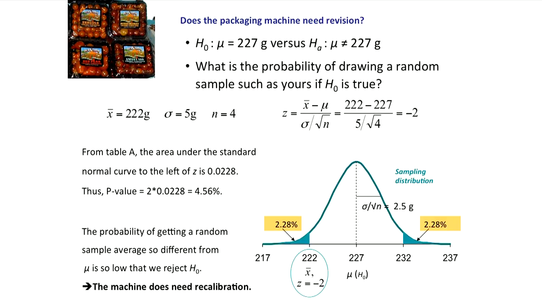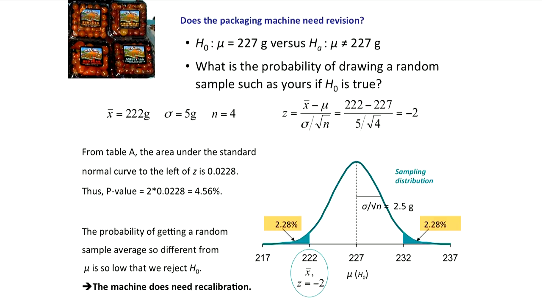Now, since we are only testing whether the machine is off, not whether it's off in a low or a high direction, because we didn't know before we took our sample which direction it would be off in, we're doing a two-tailed test. So we multiply that p-value by 2, and we get a result of 0.0456, which essentially tells us that there's a 4.56% chance that we would have gotten that result simply by random chance. That's pretty low, and it's well below the standard alpha that we utilize, 0.05, or a 5% chance of it being due to random sampling error.